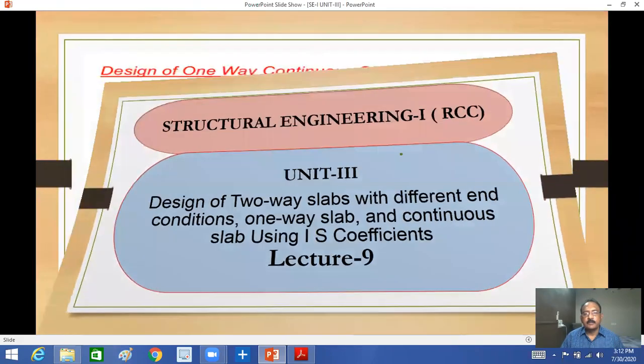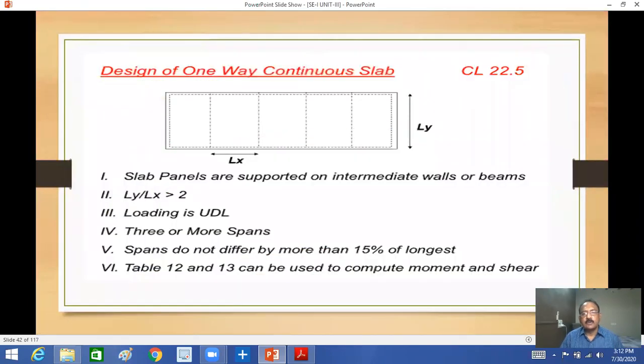I explained in the previous videos one-way slabs, simply supported slab. Here, I will explain how to design continuous slabs. These are designed by using IS code 456-2000.